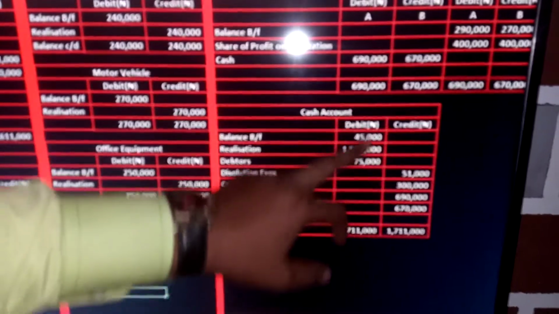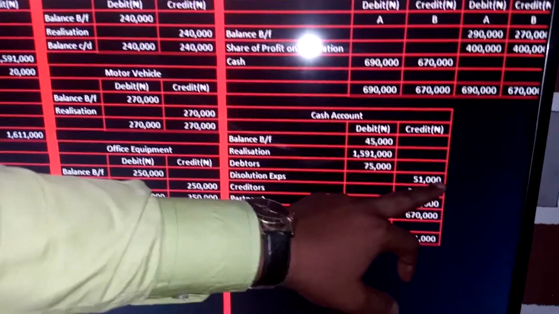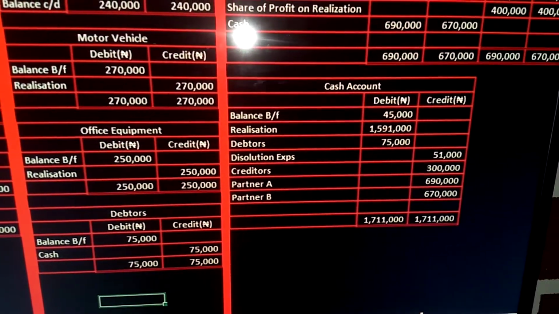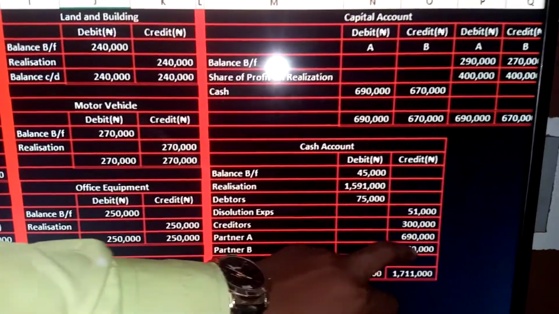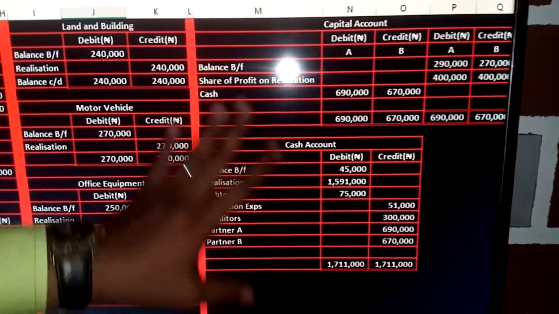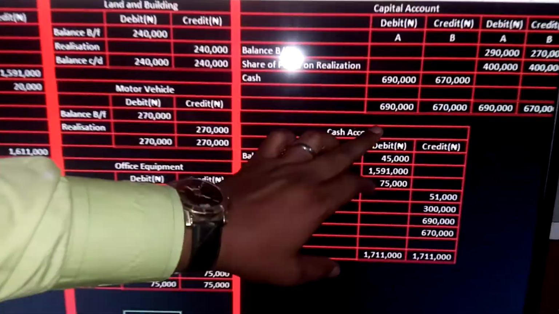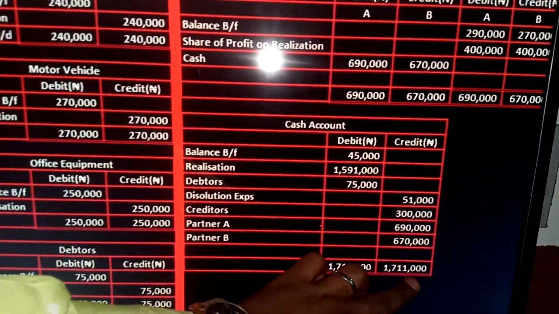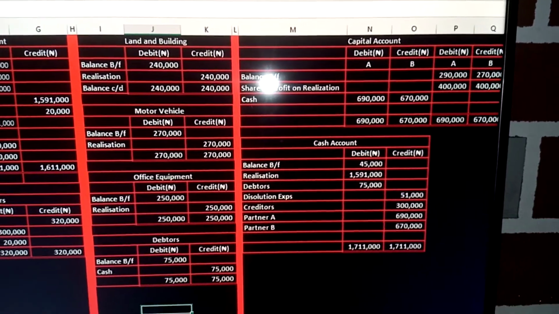So this is the realization. This is what we got now. This is the cash available to what? Distribute. So what? We paid dissolution expense, 51,000. Okay? We pay creditors, 300,000. With the remaining balance you're able to settle the partners. We pay partner A 690,000. Confirm. Look at it here. We pay partner B 670,000. Confirm. Look at it here. So at the end, you have zero cash. So debit side is equal to the credit side without any balancing figure. Look at it. 1,711,000. So basically, the cash that we received was able to settle all the expenses.